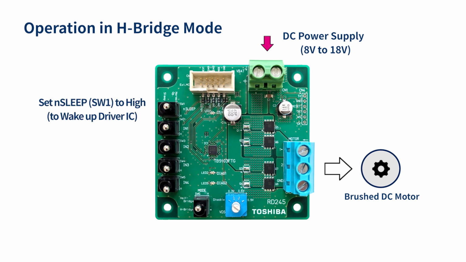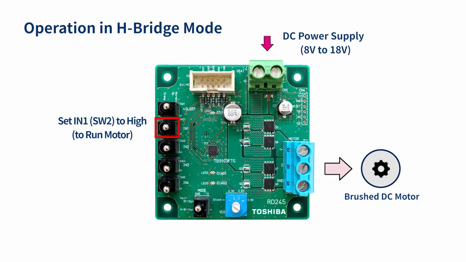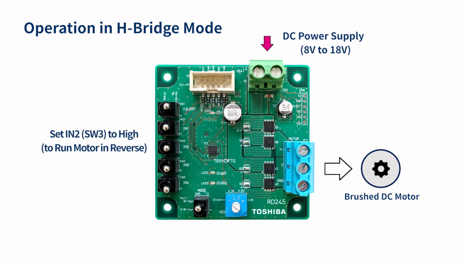Set N sleep signal to high to wake up the driver IC. Set N1 signal to high to run the motor. Set N1 signal to low to stop the motor. Set N2 signal to high to run the motor in reverse direction.